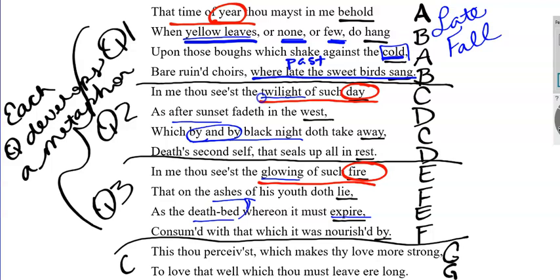All right, and then consumed by that which it was nourished by just means that the flame nourishes the fire and the wood nourishes the fire, but it's consumed from the flame. So he's telling us the glowing of such fire. So what we get here is the embers, glowing embers. All right, and let me go back up to Quatrain 2, so twilight.